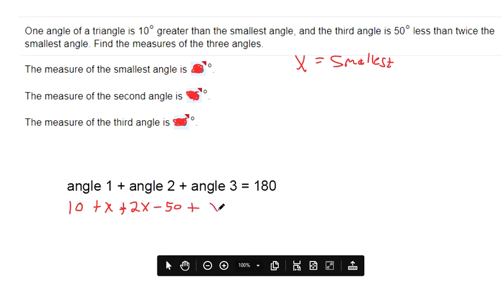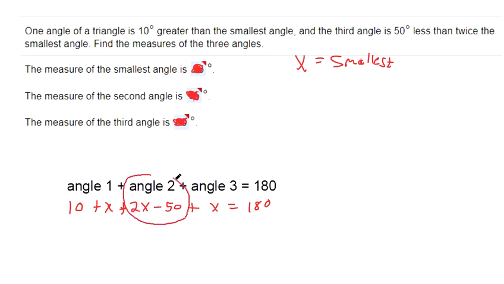And then the third angle is just the smallest angle. We haven't put x in there. So here's the first angle. It's 10 greater than the smallest angle. Here's the second angle that we're talking about. It's 50 less than twice the smallest angle. And then the third angle, in my expression, I'm just calling x, the smallest angle.